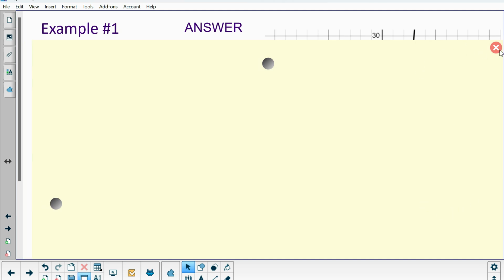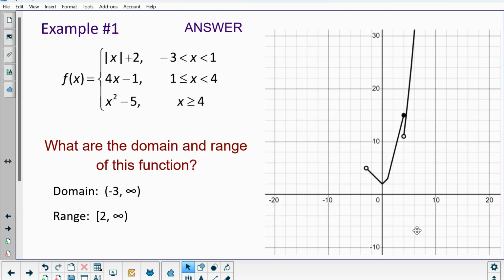All right, it doesn't want to go that way. We'll just uncover the whole thing. Okay, so here's the graph. And again, it's kind of hard to see what's going on, so I'm going to highlight each piece.